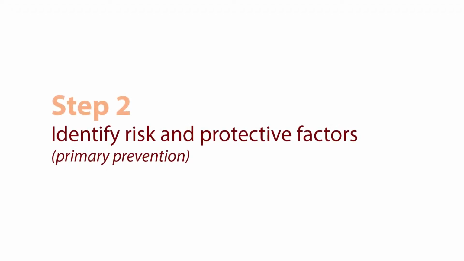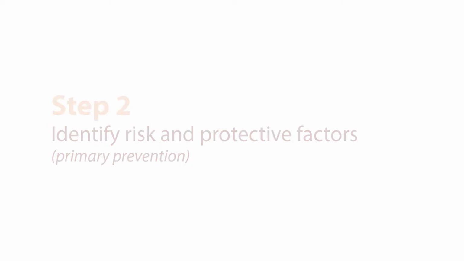The second step in this process is to identify risk and protective factors. So what factors in subgroups of the population put people at risk or protect them? These data assist program planners in developing and implementing programs that can reduce risk factors and or increase factors that may be protective. So this would be sort of the primary prevention part of the public health approach.